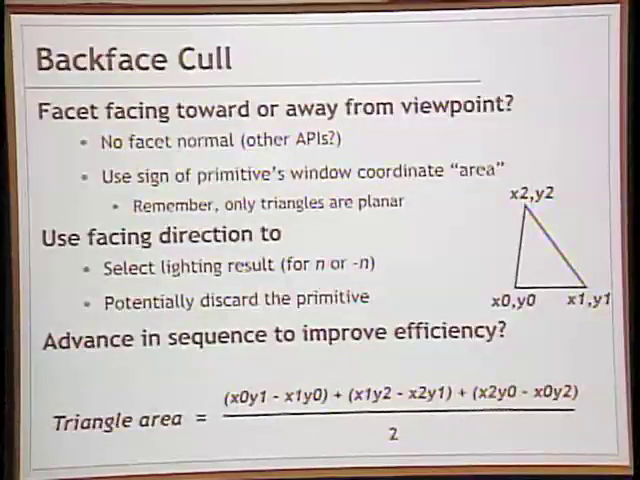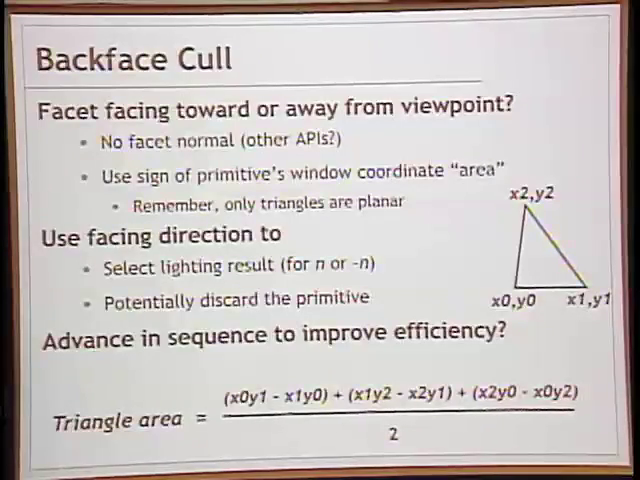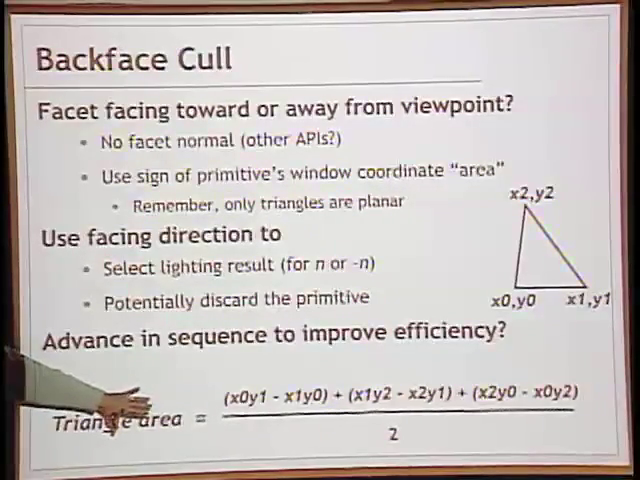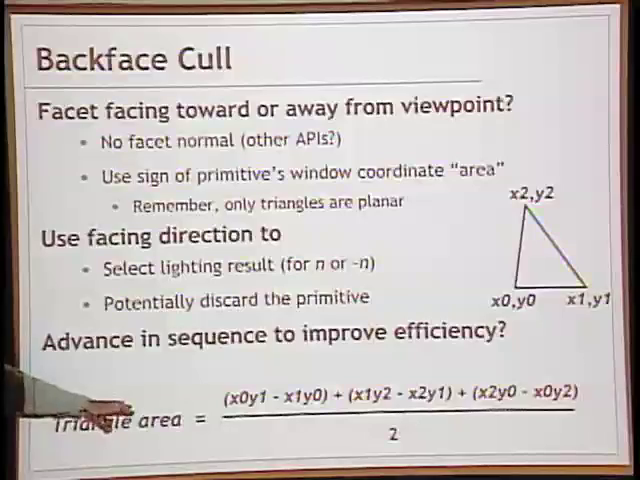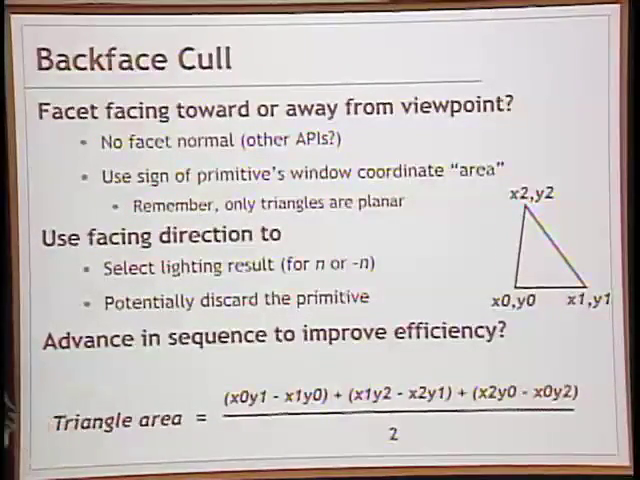Why divide by 2 then? You don't need to divide by 2 if all you want is the sign. Turns out later on we're going to want the area for something else, and we actually are going to divide by 2. So this tells us what the area is, but if all we're doing is culling, we don't have to do that. All we have to do is figure out if this is positive or negative.